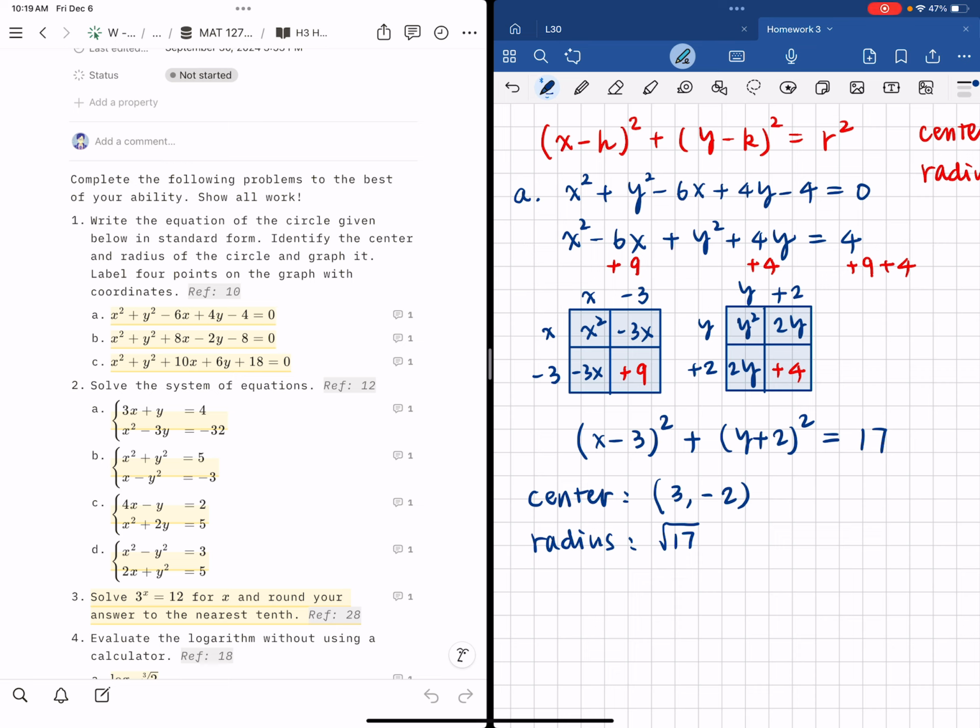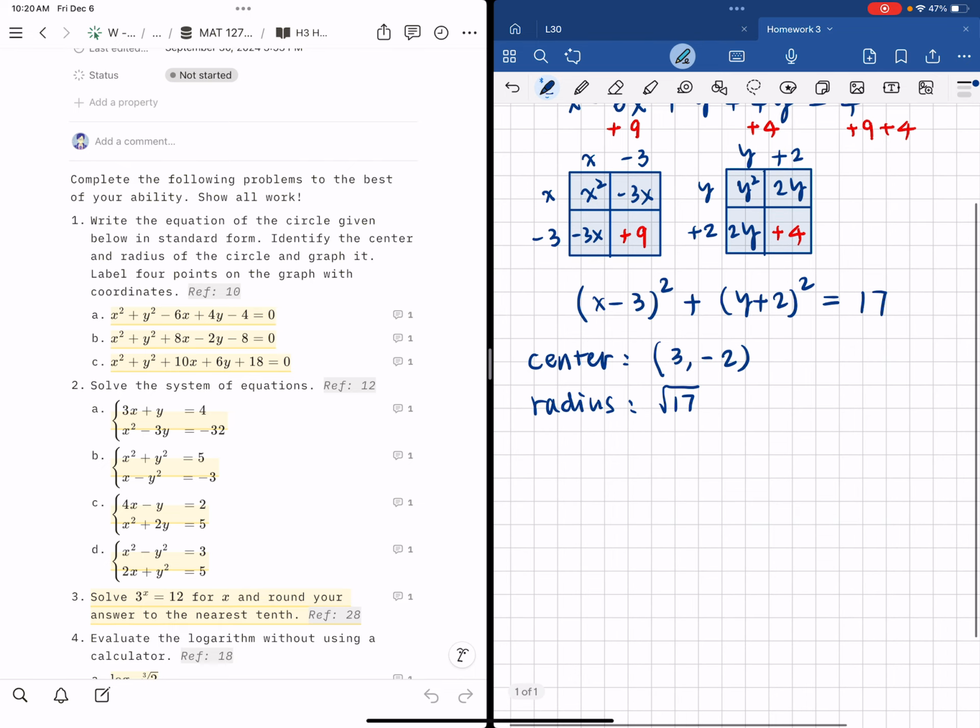Okay, and then the next part is graphing this circle. To graph this circle, what I recommend is that you start with the center and then you find 4 points that are on the circle based on the radius. So if you calculate the square root of 17, you should be able to get a number.